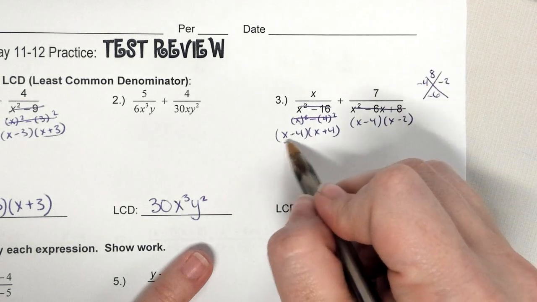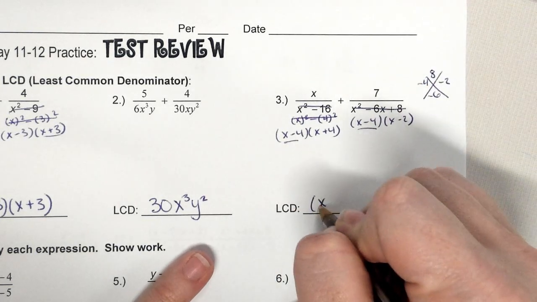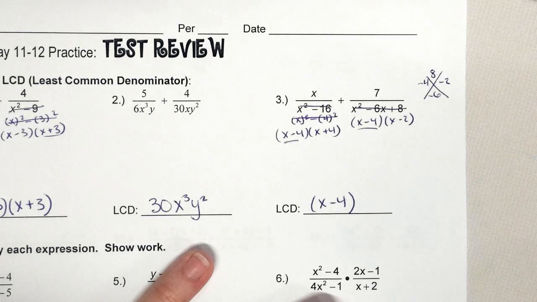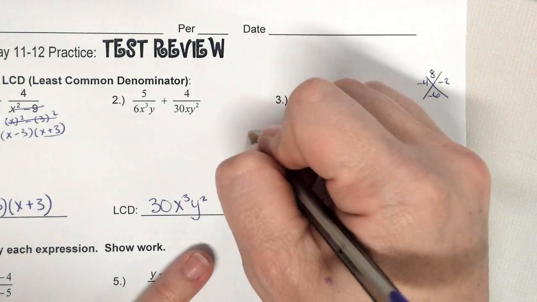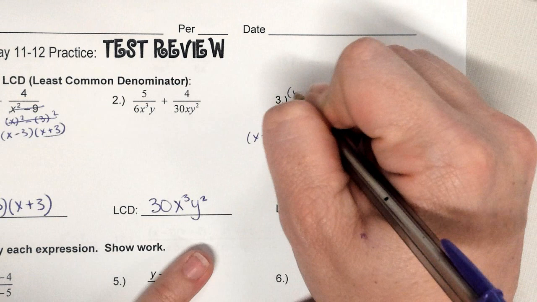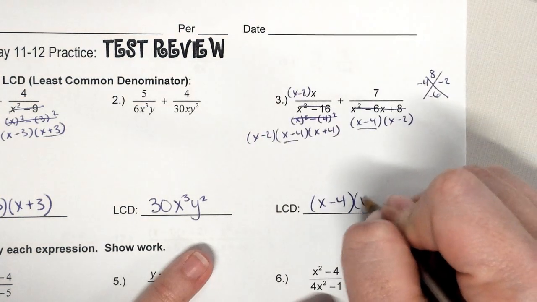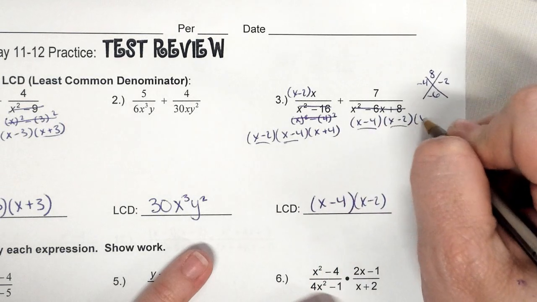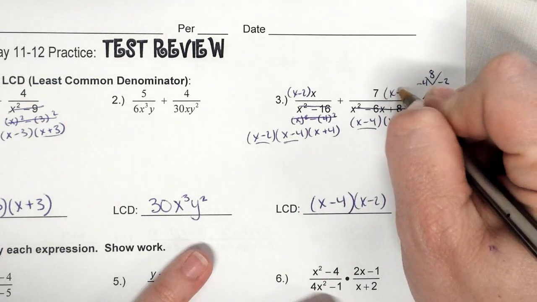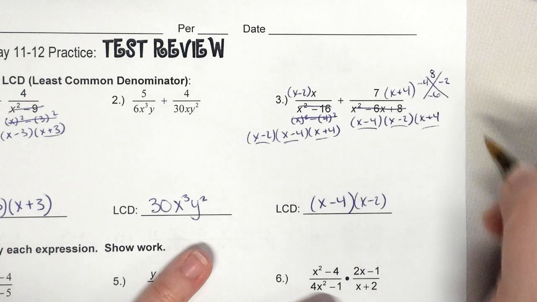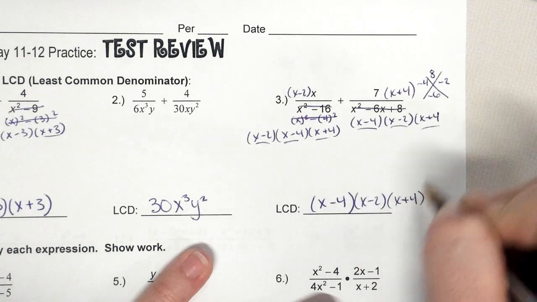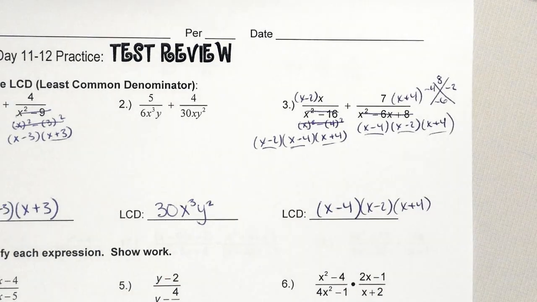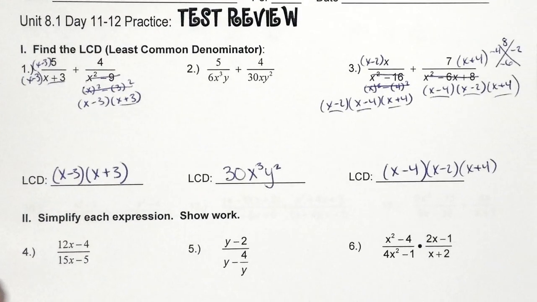So they already both have an x minus 4, so we know that's part of my least common denominator. However, this has an x minus 2, therefore this needs an x minus 2. And now they both have an x minus 2. Now this has an x plus 4, therefore this needs an x plus 4. So now they all have the LCD. So there's your least common denominators for this.